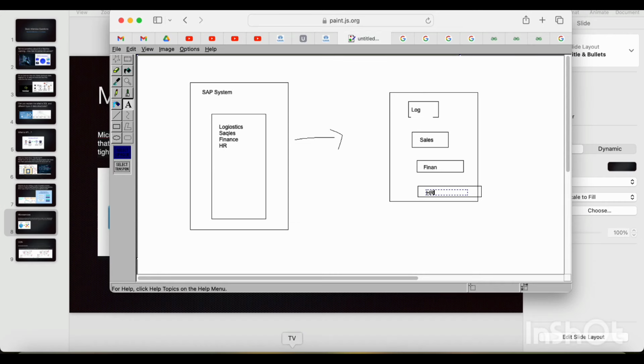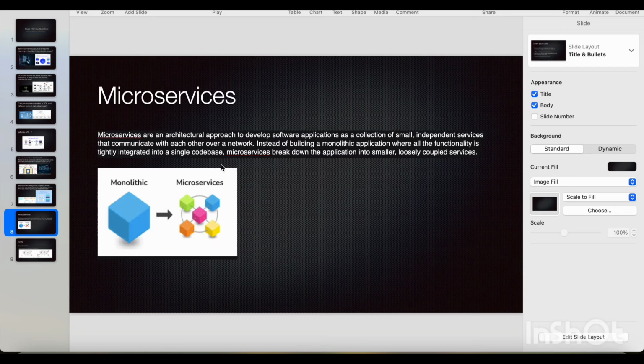Now let's read what they are saying. Microservices are an architecture approach to develop software applications as a collection of small independent services that communicate with each other over a network. Instead of building a monolithic application where all the functionality is tightly integrated in a single code base, microservices break down the application into smaller, loosely coupled services. Because of that, they are not interlinked with each other. They are independent, so if there's an issue in one, it will not affect the other.